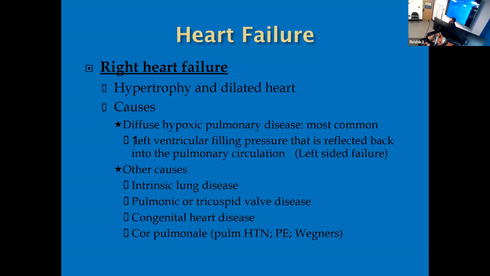So, what can cause it? Diffuse hypoxic pulmonary disease is the most common. But left-sided heart failure is most common. That's a bad bullet point. Left ventricular filling pressure that is reflected back into pulmonary circulation, which is left-sided heart failure. This is really poorly written. I didn't make this particular slide. Other causes: lung disease, tricuspid or any valvular disease, congenital heart disease, or cor pulmonale.